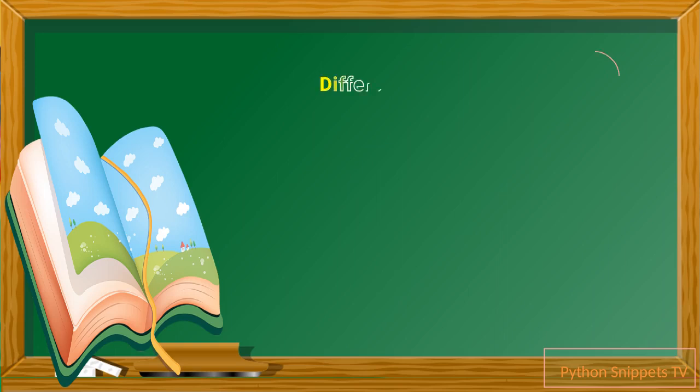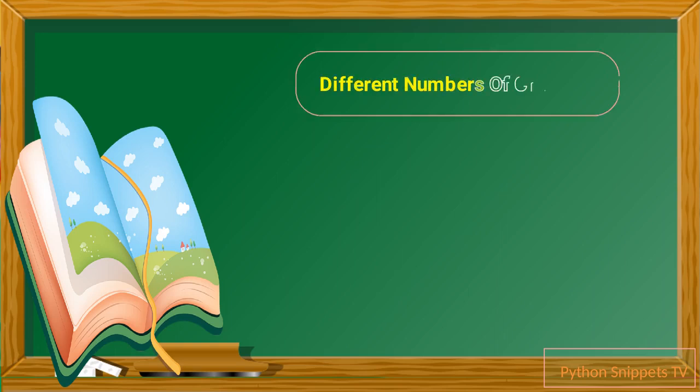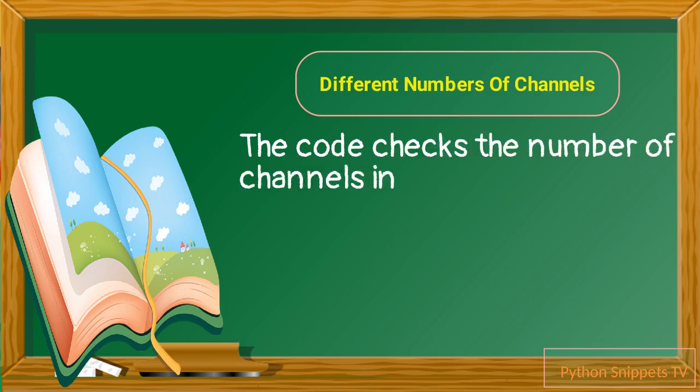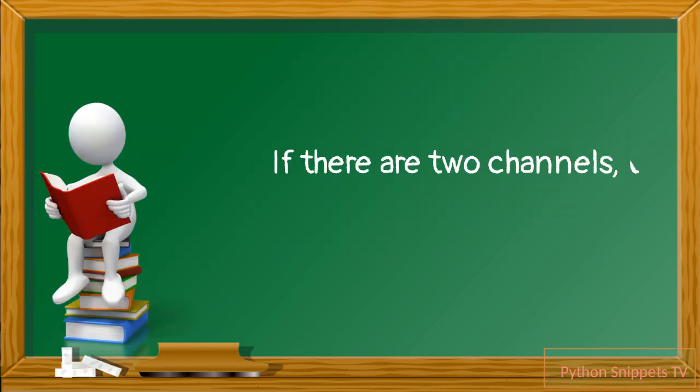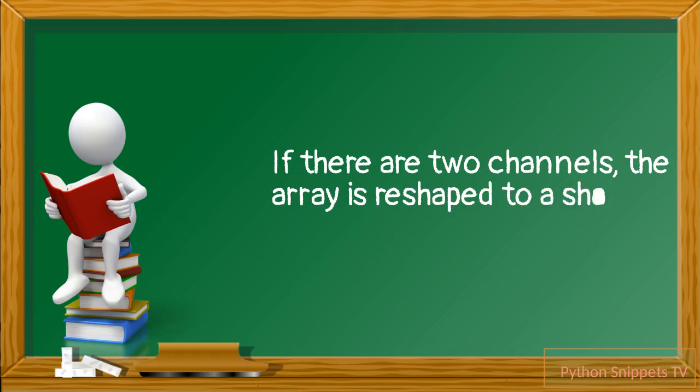How does the provided code handle different numbers of channels in an MP3 file? The code checks the number of channels in the MP3 file and reshapes the Numpy array accordingly. If there are 2 channels, the array is reshaped to a shape of (-1, 2).